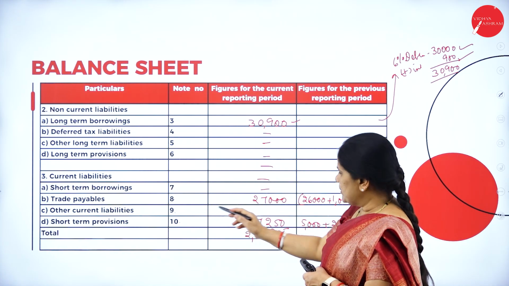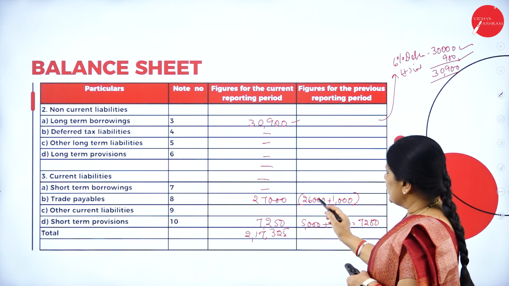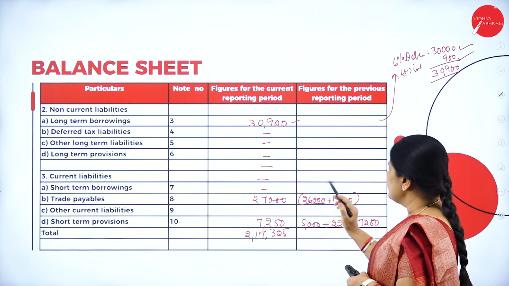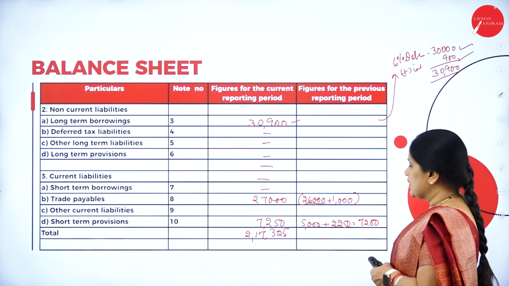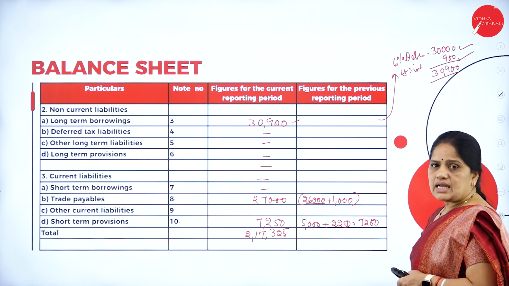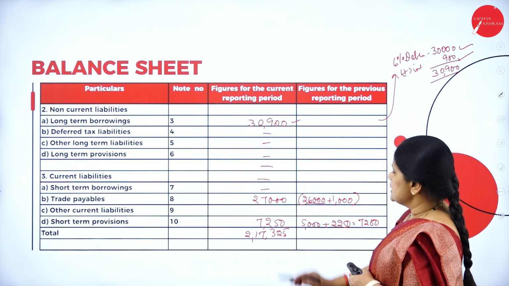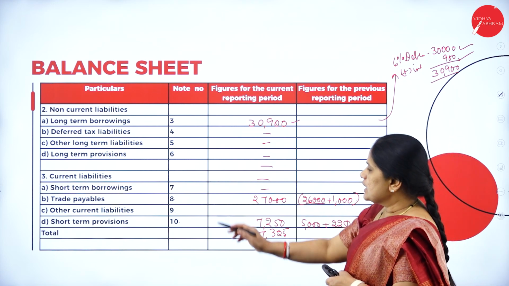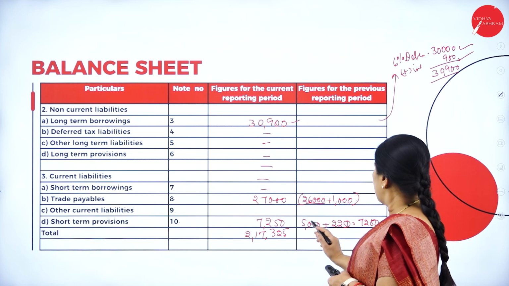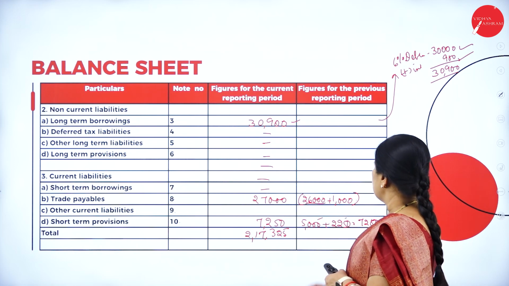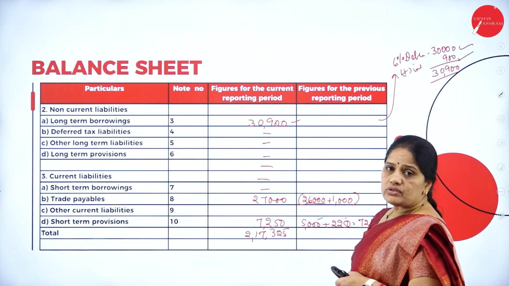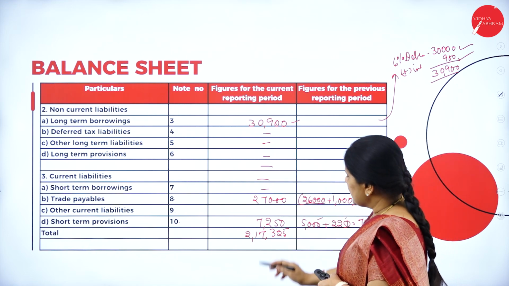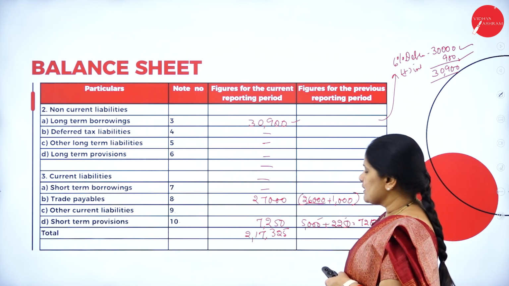The next step will be the trade payables. For the trade payables, I have 26,000 as the creditors and 1,000 as the bills payable. Totally it is 27,000. Under short-term provisions, I have the 5,000 and tax provisions for 2,250. Totally 7,250. When I add the liability side, I get 2,17,325.